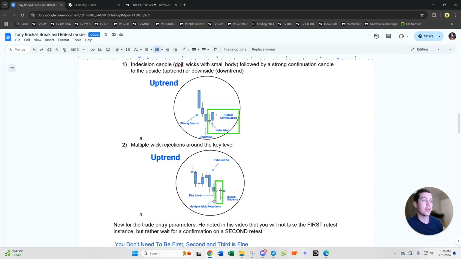The second one is what he calls a multiple wick rejection. So instead of seeing a strong candle move against it, he'll basically say, okay, if there are multiple attempts to get back, in this case below this key level, and the buyers keep buying it up, so you're getting these wicks rejecting the sellers' attempts to get back into this level, he will say that this is also bullish evidence that price is going to continue to the upside.